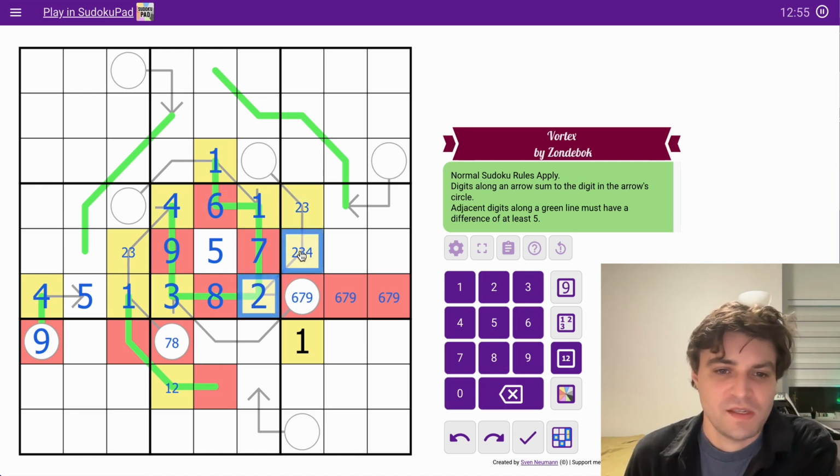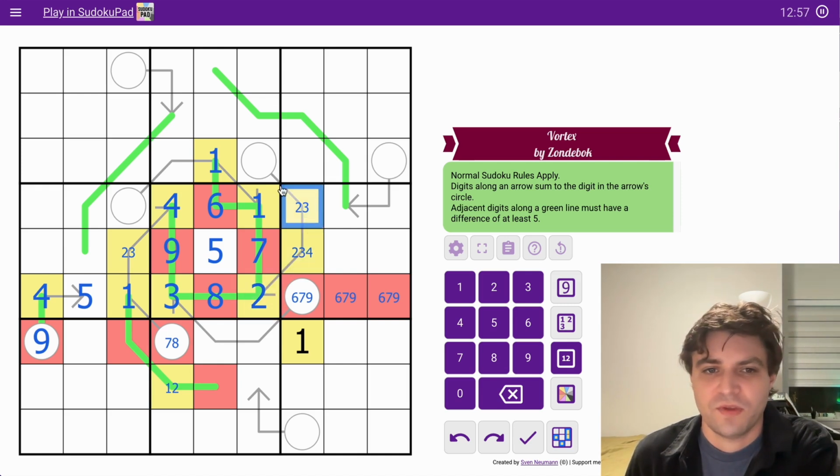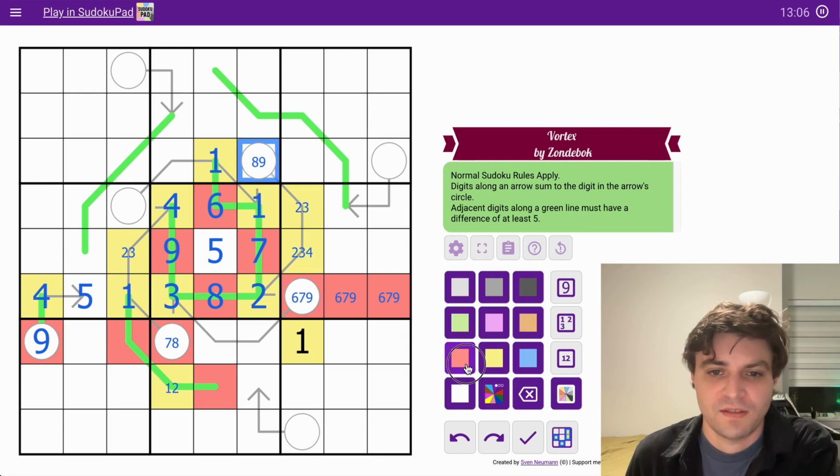Two and 4 would make 6, and then we could have a 3, which would make this a 9, or we could have a 2, which would make this an 8. You are only allowed to be the numbers 8 and 9. And now you must be a high cell, which is red.